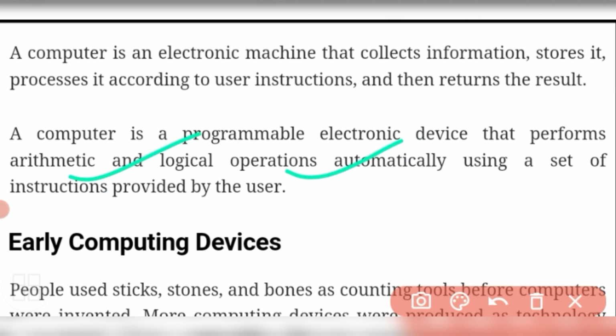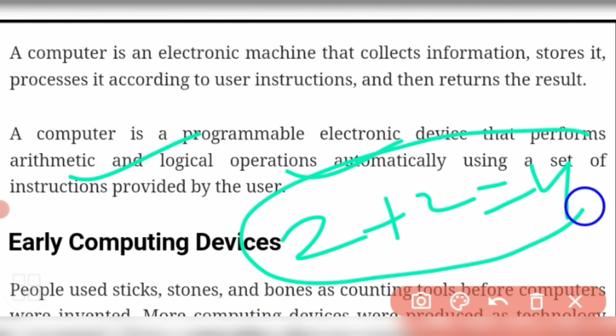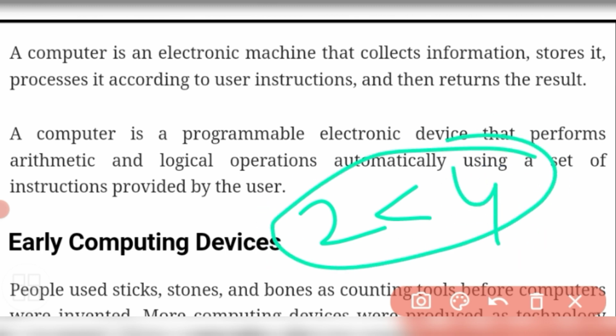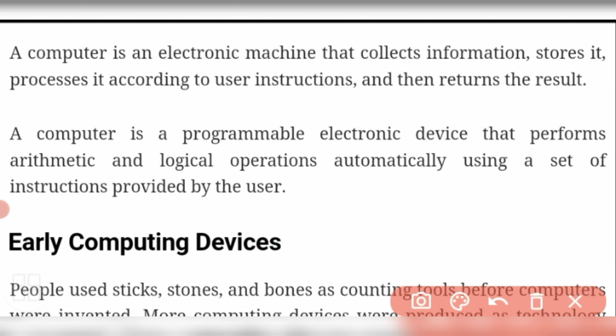You know arithmetic operations, like 2 plus 2 is equal to 4. This is called an arithmetic operation, like 2 is smaller than 4. These kinds of operations are arithmetic operations. But it can also do logical operations.